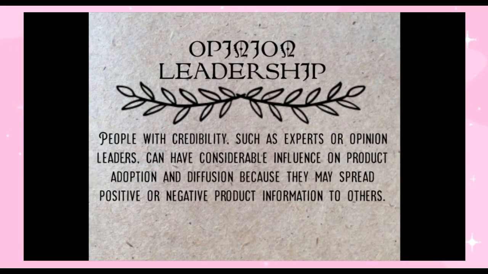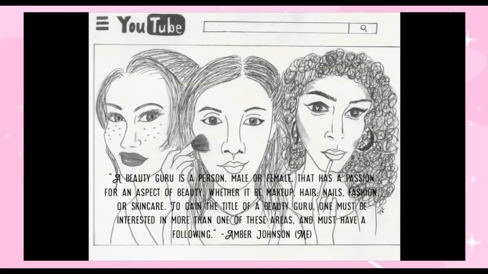Opinion leadership. People with credibility, such as experts or opinion leaders, can have considerable influence on product adoption and diffusion because they may spread positive or negative product information to others. For example, a beauty guru vlogger. They provide reviews and information on cosmetic products. So because they are beauty gurus, whatever their product reviews, whether positive or negative, have a big impact on product adoption and diffusion. As I've said, before consumers buy the product, they make sure the quality is good and also that they are satisfied before adopting it.